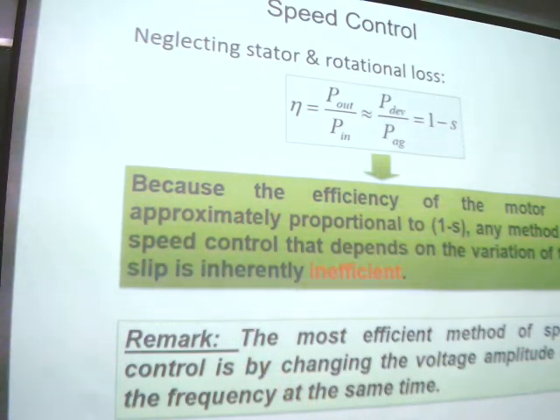So at last, the most efficient method is changing the voltage and changing the frequency. We call it the third method, the VF method. So the VF method is widely used in many industrial applications.